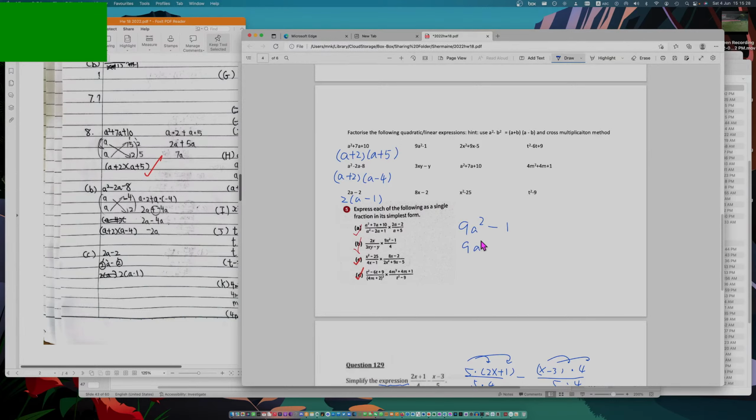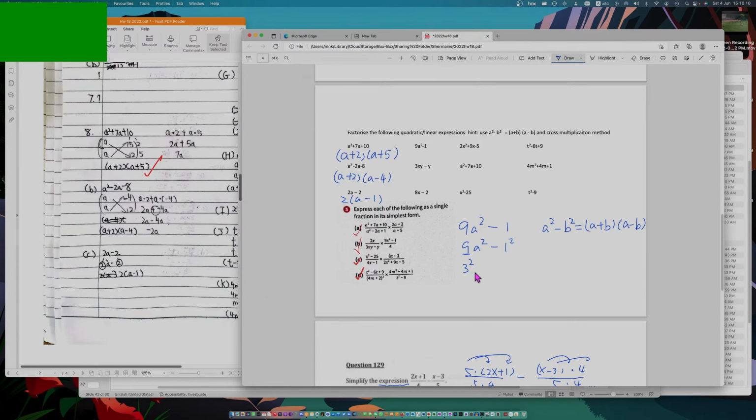I think you can see that it's 9a squared minus 1 squared, right? So you try to make use of that formula. What's the formula? A squared minus b squared equals to bracket a plus b, bracket a minus b. Okay, good. So what is different between these two questions? Number one, your 9 is still not square yet. You need to make the 9 into something square. So 9 is what square?